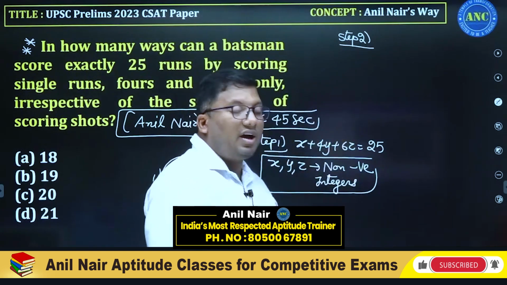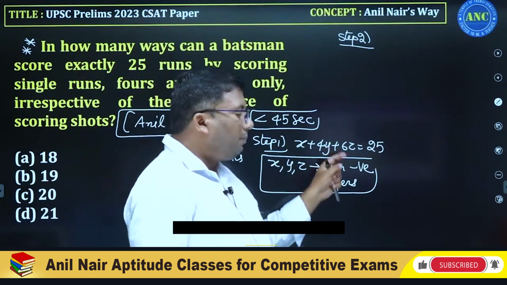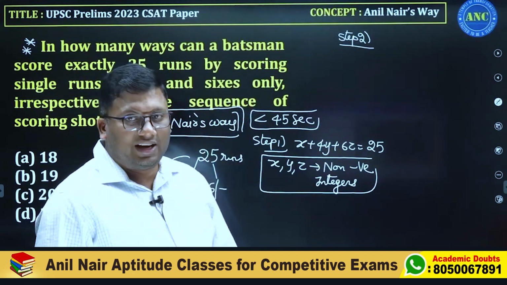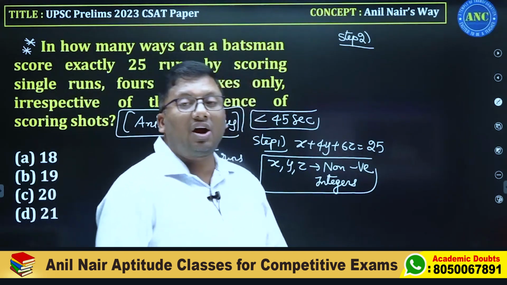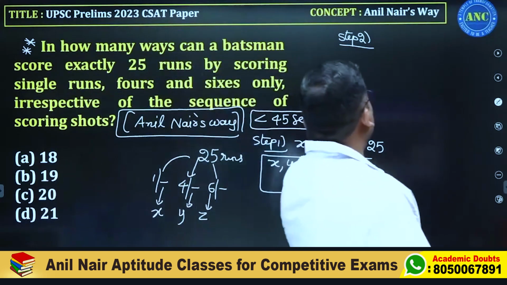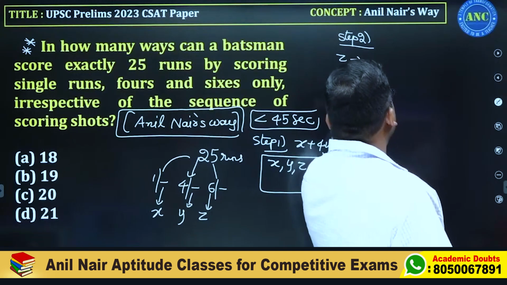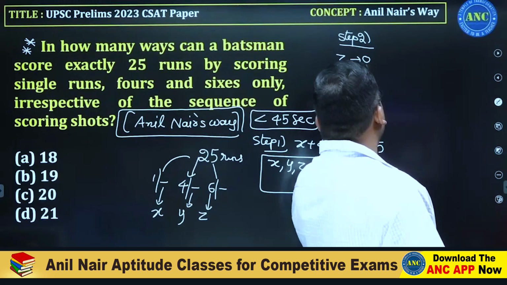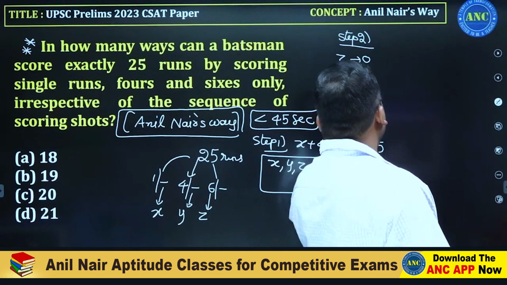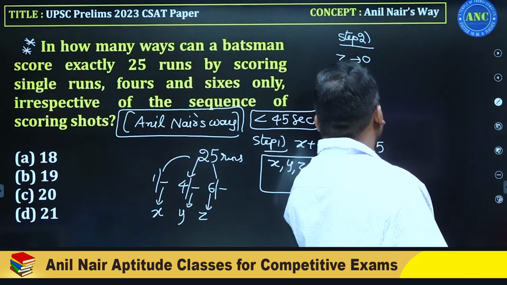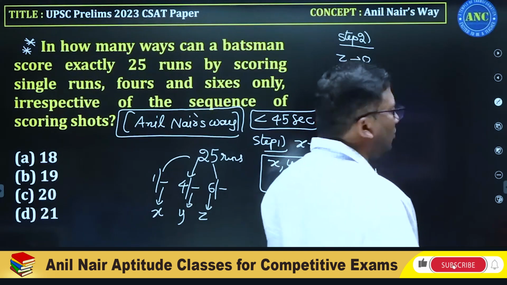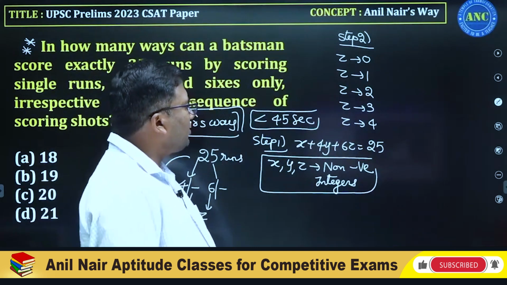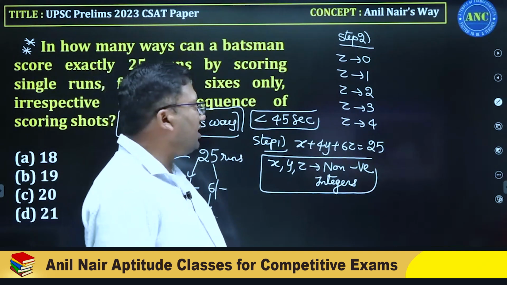Can Z take value beyond 4? If a person is scoring 5 sixers, what is 5 sixes? 30 I am getting. That means Z cannot score beyond 4. Because Z is non-negative, Z can be 0, Z can be 1, Z can be 2, Z can be 3, Z can be 4. These are the only possible cases.